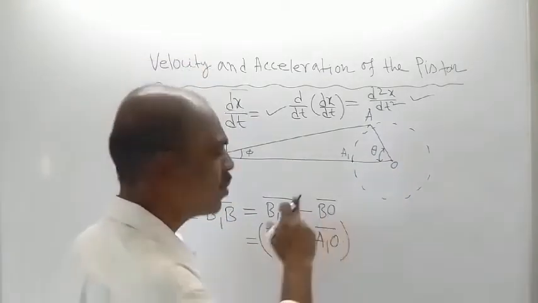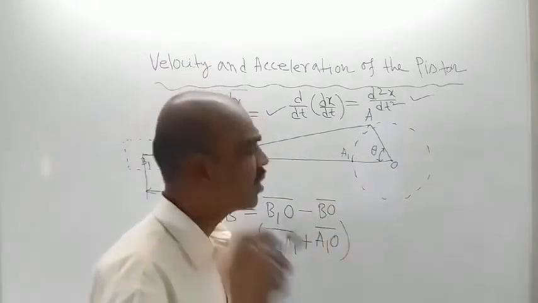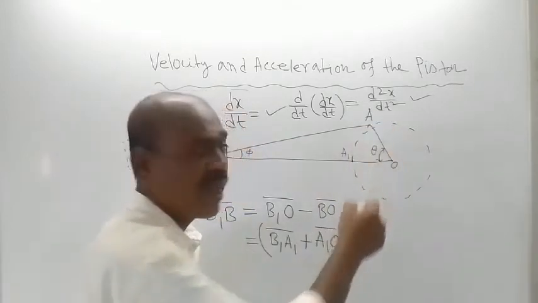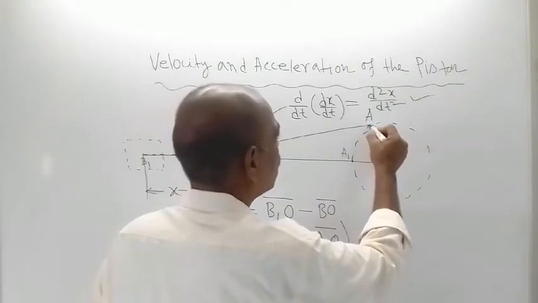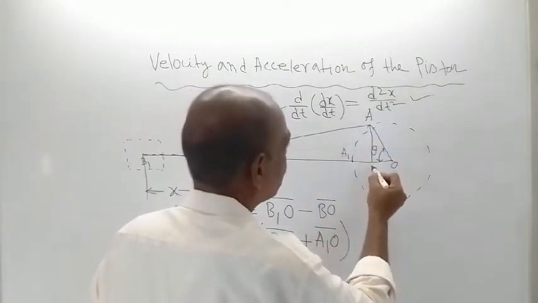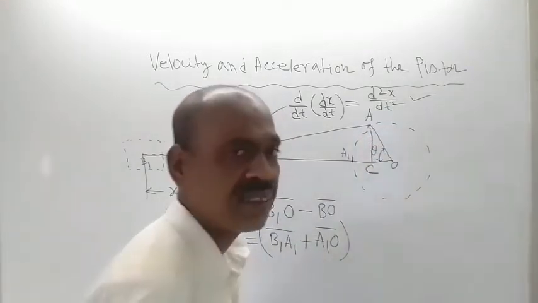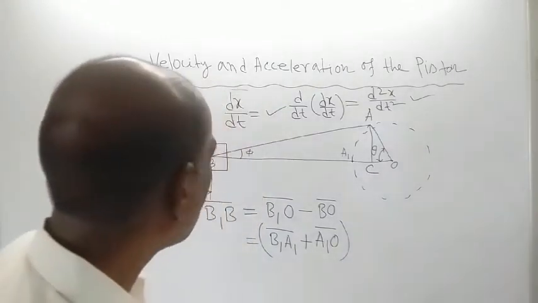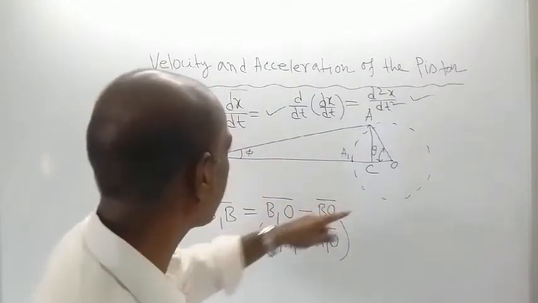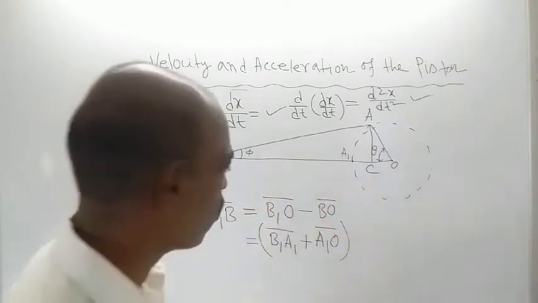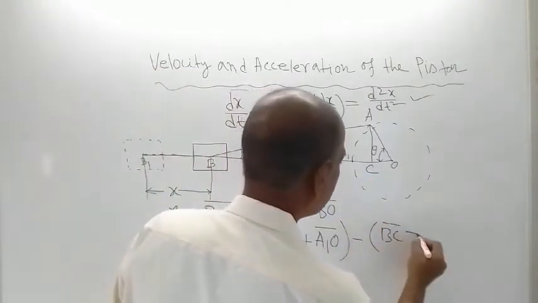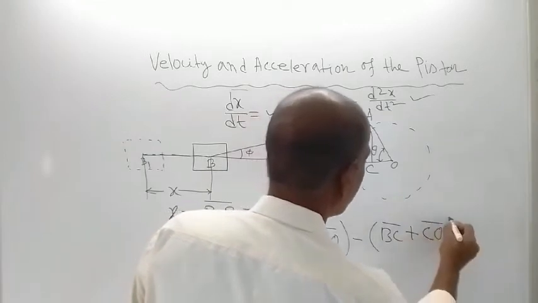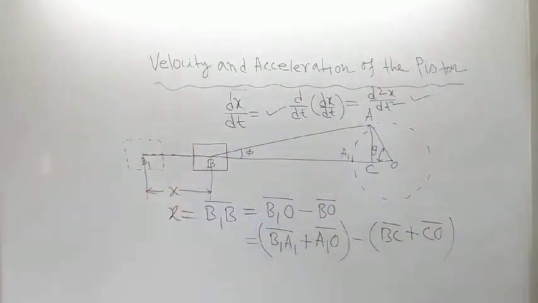So to do this, BO, you do one thing: from point A, you draw a perpendicular on this line. So I am doing the same thing. So this is the perpendicular. Say this point of intersection is denoted by C. So this BO can be written as BC plus CO.